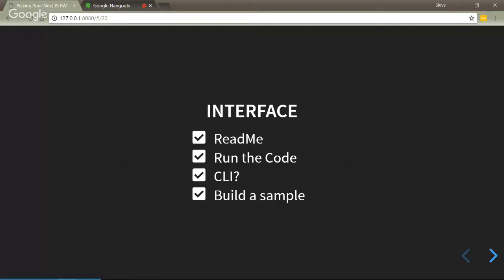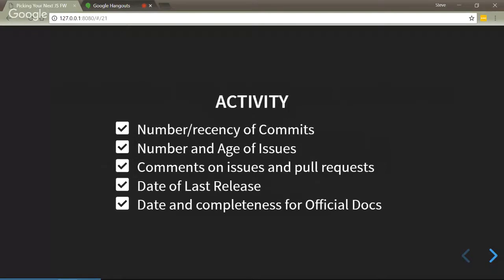First one's the interface. So this is, what is your direct experience working with the product in terms of the tools and the documentation and the things they've made available for you? Are they sufficient? Do they have one of those CLIs we were talking about that Angular and Vue and React and Ember and everybody has? Are you able to build samples easily from the documentation? Does it work? And is the documentation that comes with it useful, right?